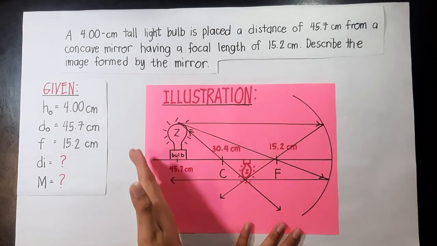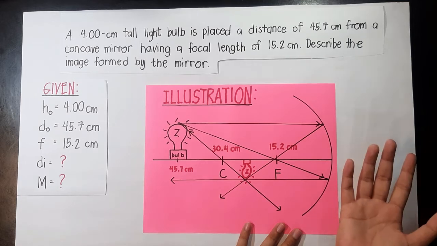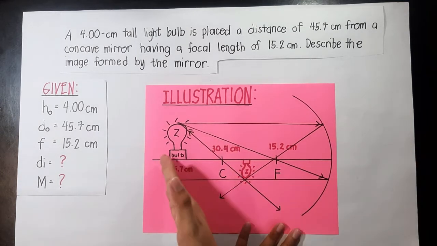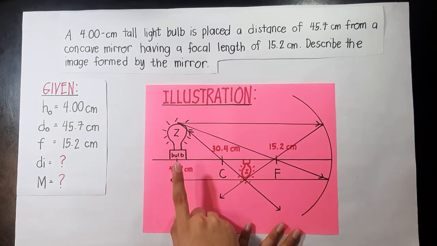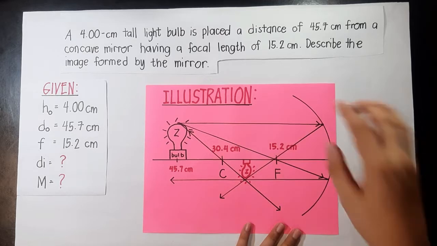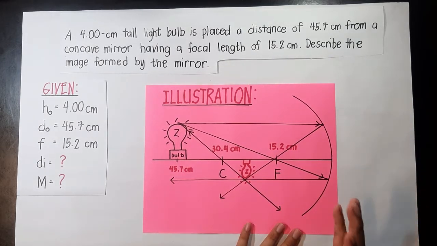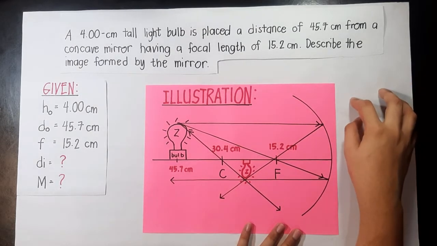So, lagpas siya ng C. Kung ang C natin ay 30.4 cm, marapat lamang na ilagay natin ang ating object lagpas ng 30.4 cm since the value of our DO is 45.7 cm. Kaya nilagay ko ang ating DO somewhere here, beyond C. So kung titingnan natin, ginamit ko yung ray diagramming. So dapat mag-jive yung ray diagramming natin sa mismong mirror equation natin.